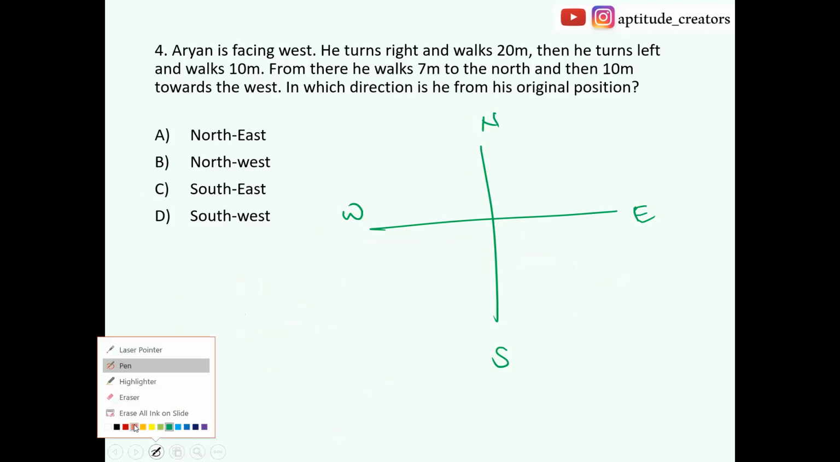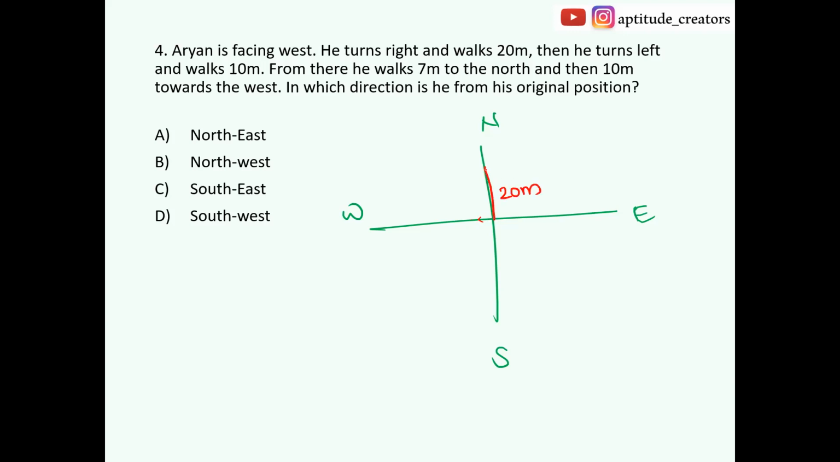Aryan is facing west. The person is facing towards the west direction, and he turns right and walks 20 meters. Then he turns left and walks 10 meters.